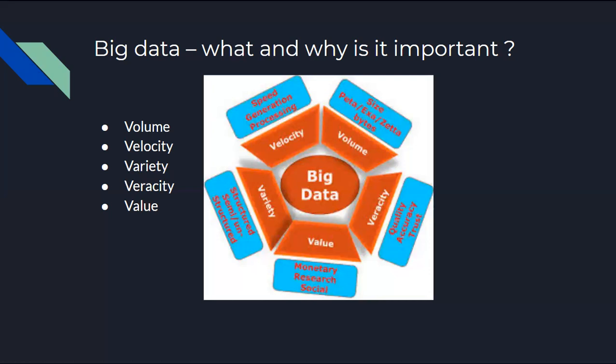Okay. Next comes the variety of data. When we talk about the variety of data, what is it, right? When you say variety, the data comes in different forms, right? Let's say you have a picture that is in a JPEG file, right?